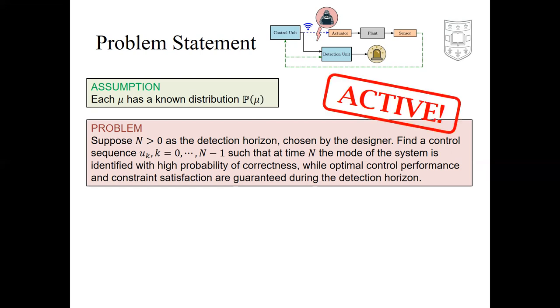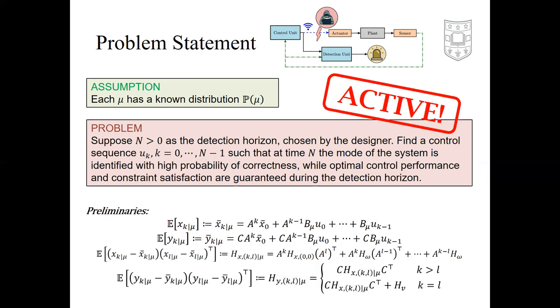This is an active method because it interacts with the system during the detection horizon by means of a suitably designed input signal. And before continuing, I'd like to mention that since we determine the control sequence at the beginning of the detection horizon, it means that we can easily compute the expected value and the covariance of the state and output over the detection horizon.